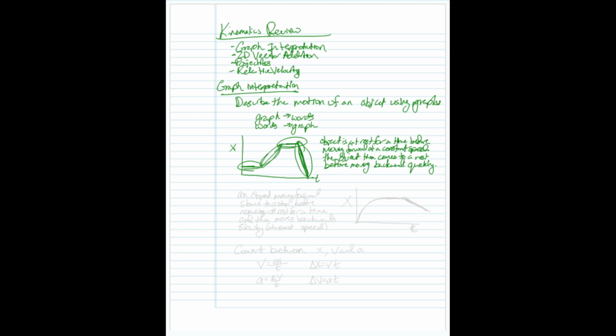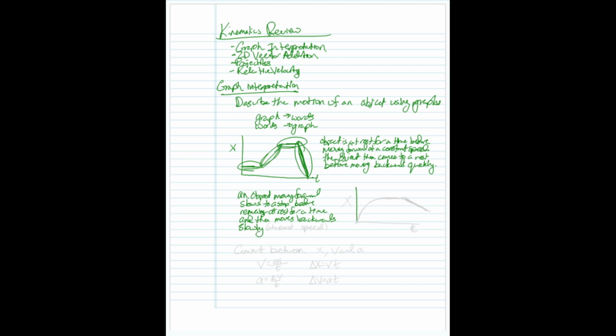We also need to take words and turn them into a graph. So we have an object moving forward, slows down to a stop before remaining at rest for a time, and then moves backwards slowly.